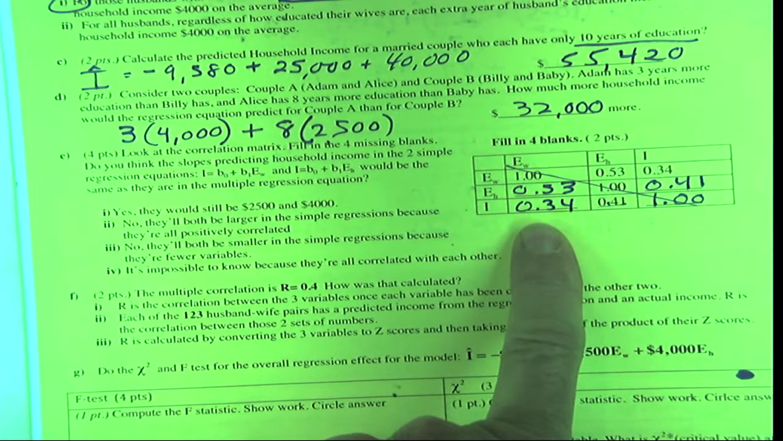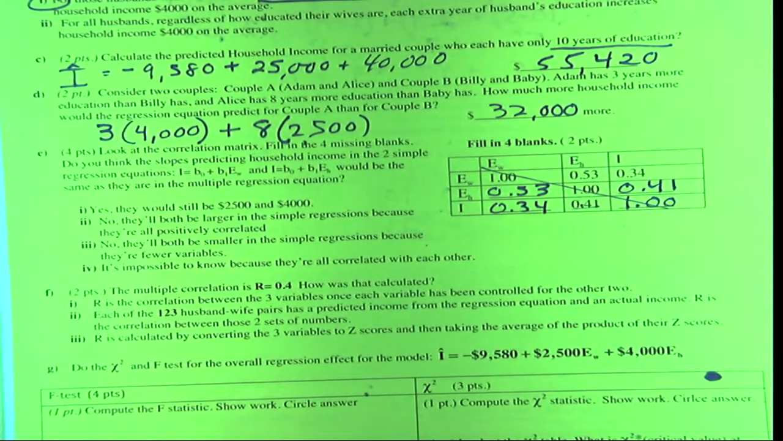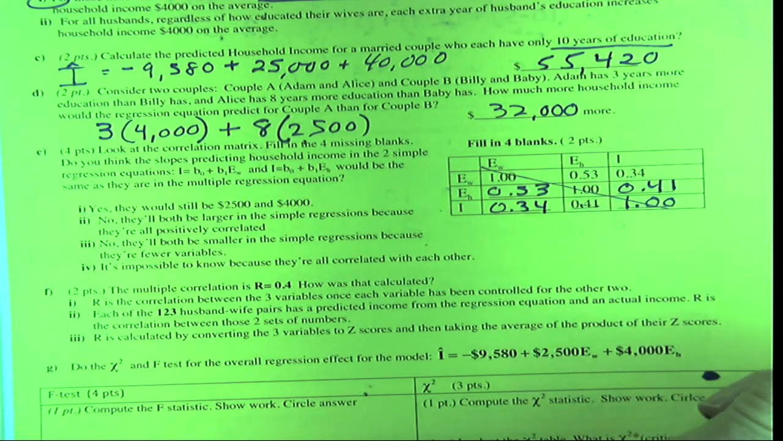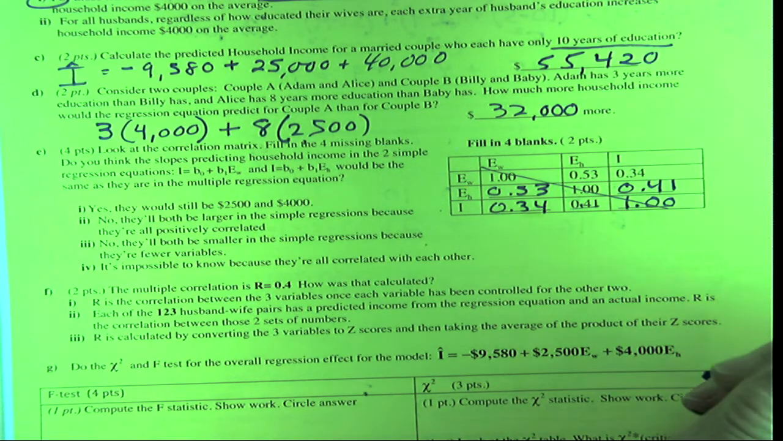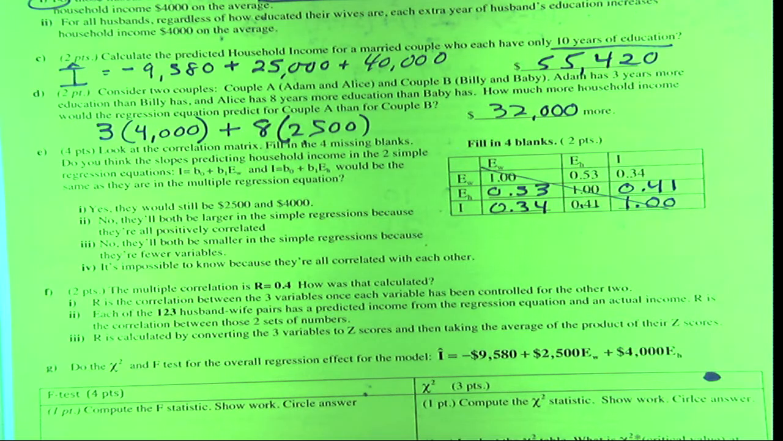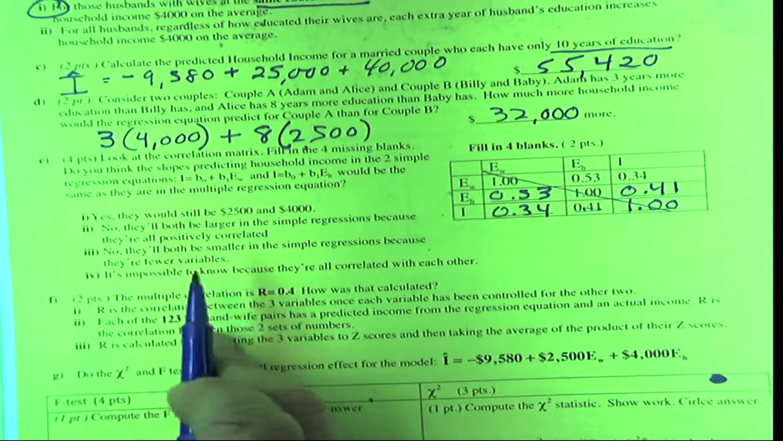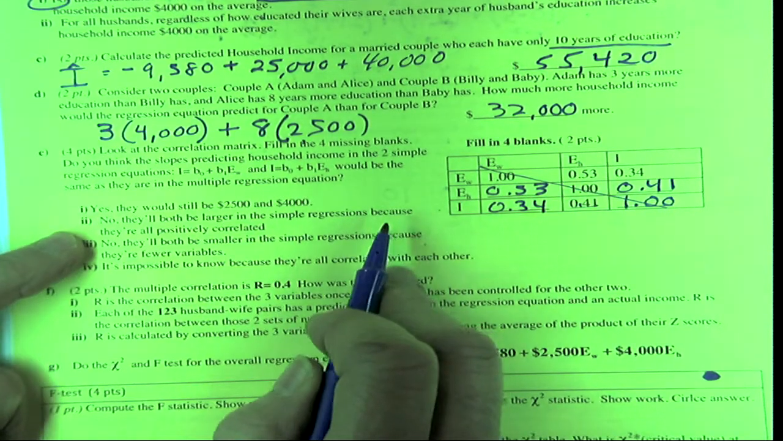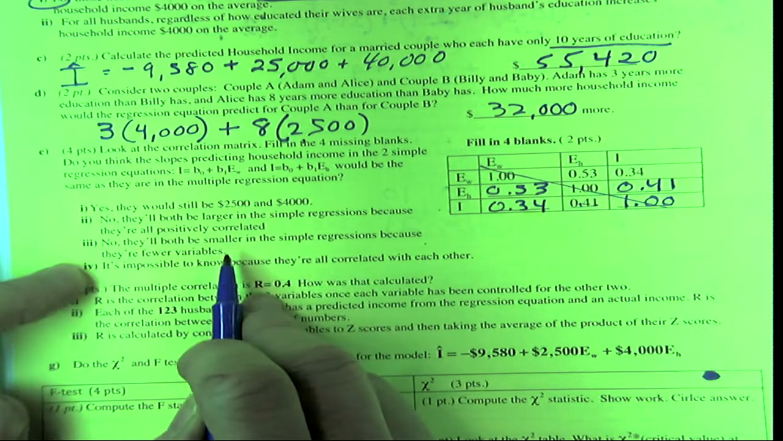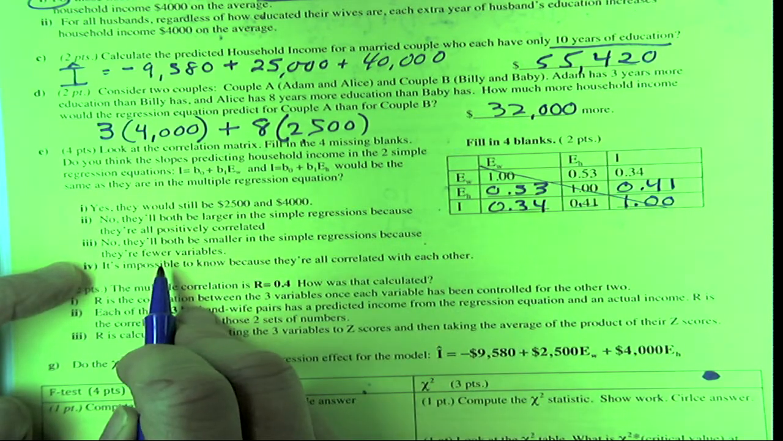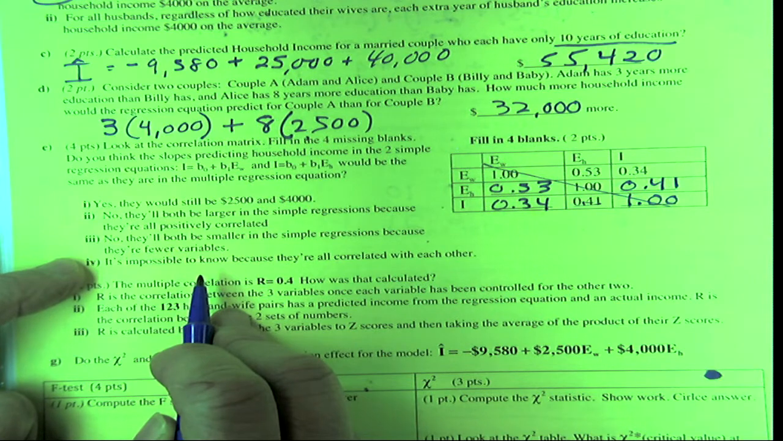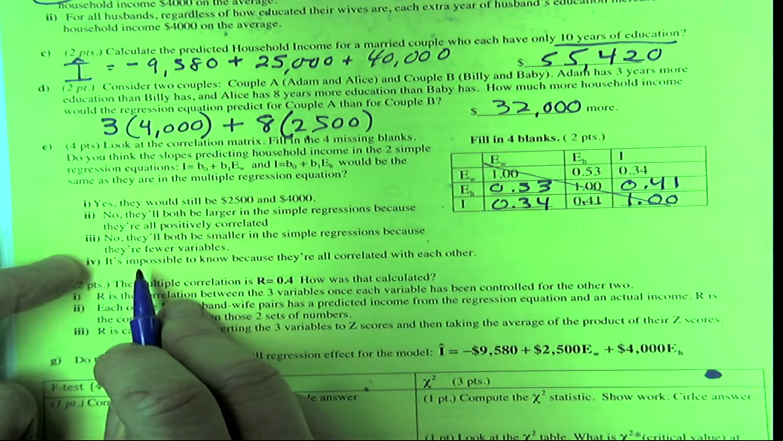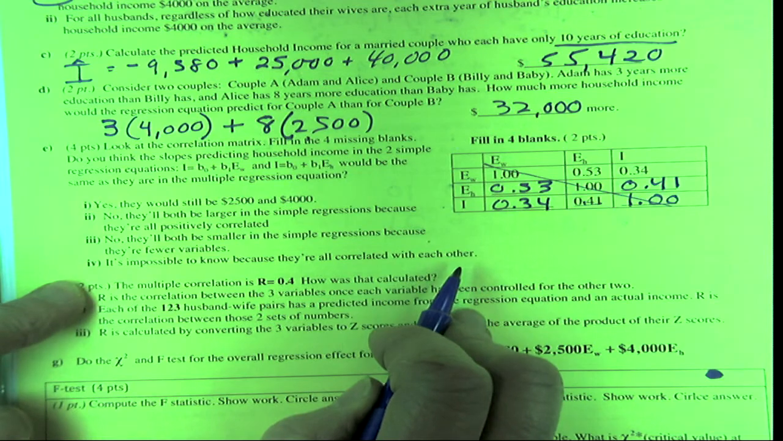If x1 and x2 were 100% correlated with each other, then after you added x1, adding x2 wouldn't help at all, even though separately it would. So, the options: no, they'll both be larger in the simple because they're all positively correlated. No, they'll both be smaller because there are fewer variables. No. It's impossible to know because they're all correlated with each other.